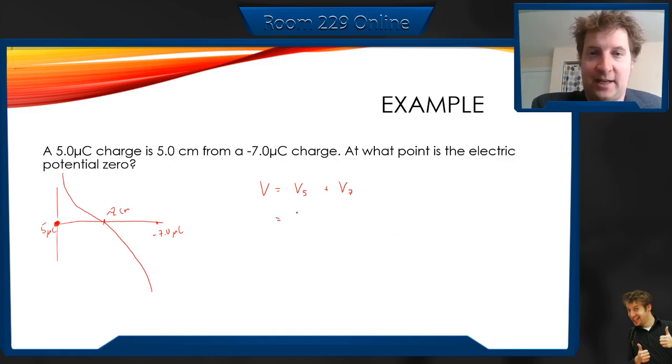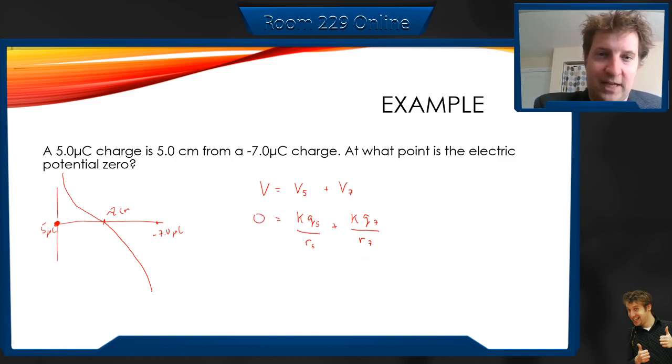We're going to get k, the charge on the 5 coulomb, which is 5, and the distance away from the 5, plus k, the charge on 7 divided by the distance away from the 7.